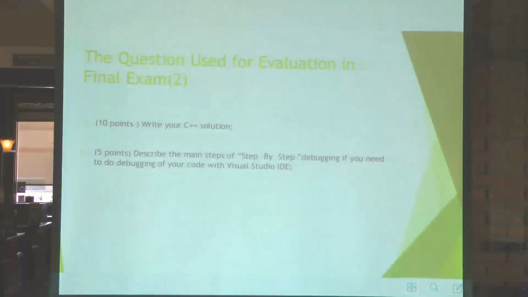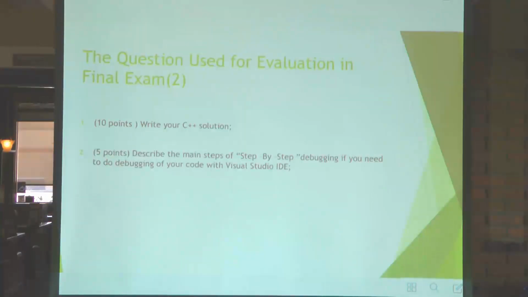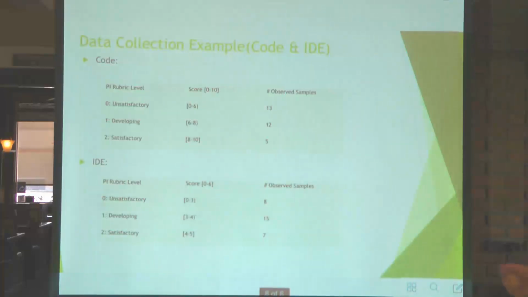So the C++ solution carries 10 points, and the step-by-step requirement carries 5 points. Because they already practiced a similar procedure and requirements in the lab, and I gave them comments when they provided the solution, they know how I will allocate the 10 points and 5 points in similar questions. So that's the rubric level, and I divide it into unsatisfactory from 0 to 6, developing from 6 to 8, and satisfactory from 8 to 10. That's the total part evaluation.